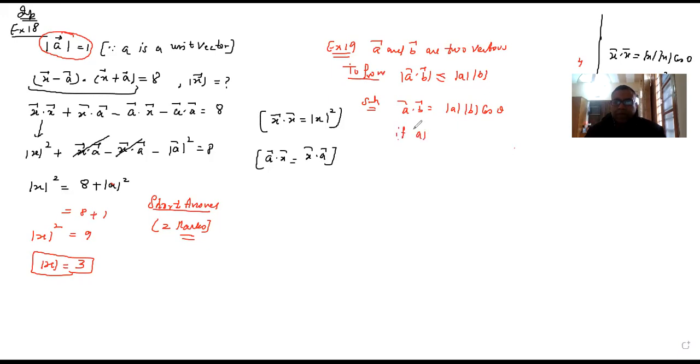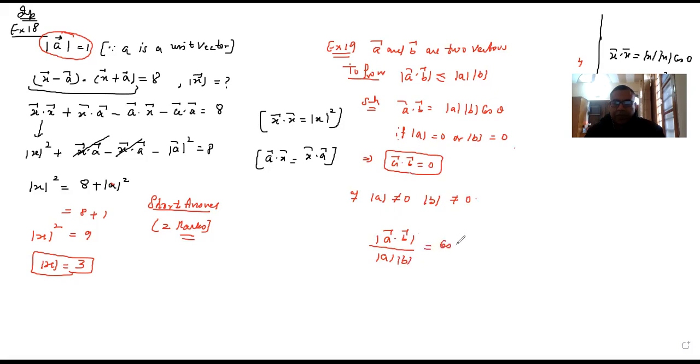If vector A equals 0 or vector B equals 0, then A dot B will be 0. Then the matter ends right there. If A is not 0 and B is also not 0, then magnitude of A dot B divided by magnitude of A times magnitude of B is equal to cos theta. From this relation.